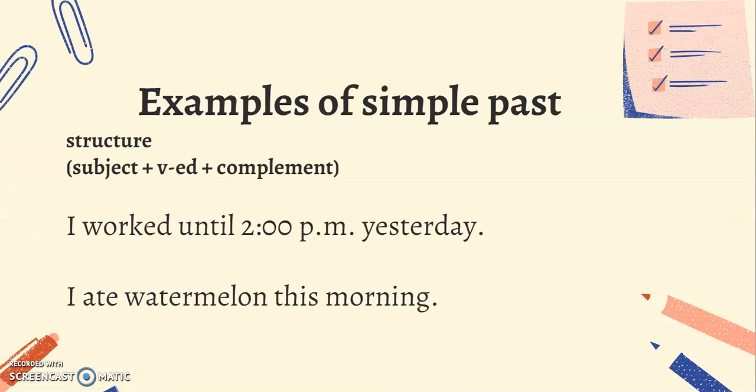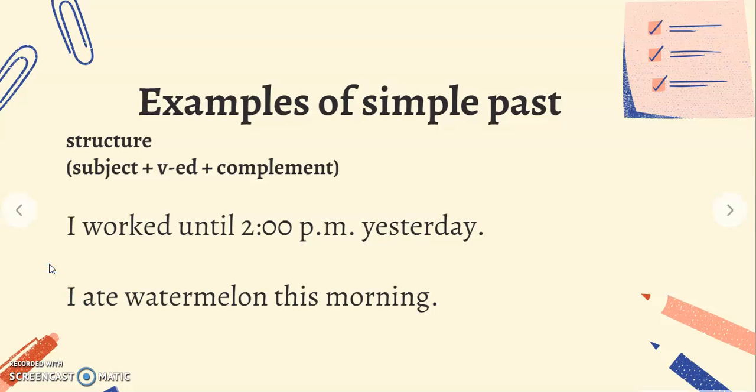Here I have an example of simple past. If you see, I have the structure. The structure is subject plus verb with ed plus complement. And I have two examples. The first one is I worked until 2 p.m. yesterday. And the other is I ate watermelon this morning.